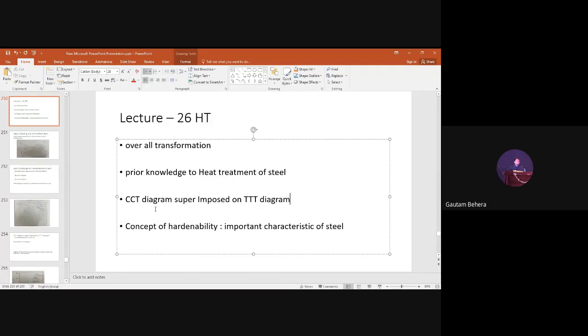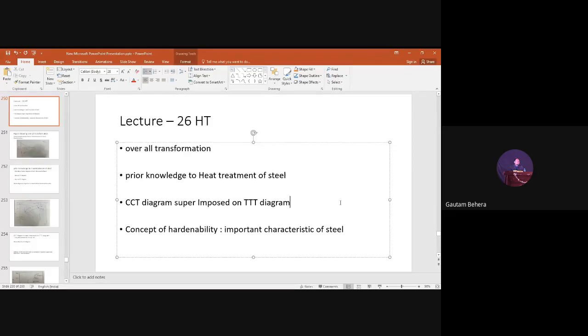And today we'll discuss a new diagram, the CCT diagram. Already we have talked about the TTT diagram, but we will discuss the CCT diagram by taking the help of the TTT diagram only, so that you can easily differentiate them. And we'll discuss the significance of this CCT diagram, and the concept of hardenability. It is a very important characteristic of steel, a kind of property, you can say, which will be very helpful for the heat treatment and to get desired properties.